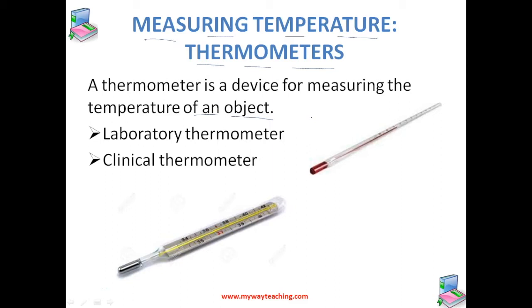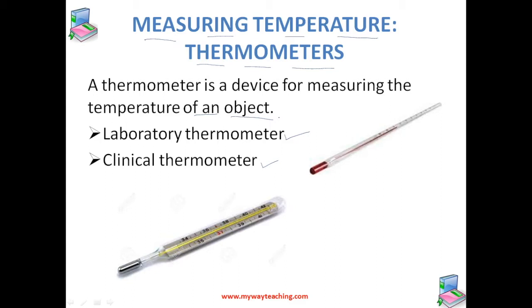And basically there are two types of thermometers. One is the laboratory thermometer and the other one is the clinical thermometer. Both these thermometers are based on the Celsius scale of temperature. It is not based on the Fahrenheit scale.